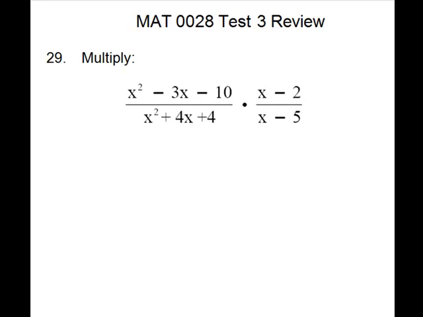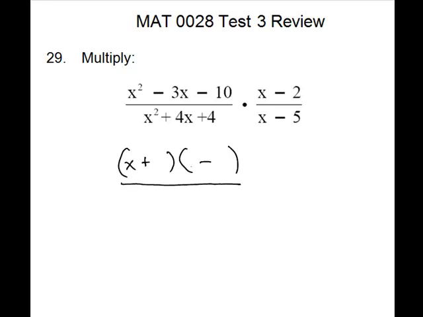Number 29 says multiply these rational expressions. It could also have said simplify, and we would know to do multiplication because of the times. Our first step is to factor everything. So on the first fraction, on our numerator, we have a trinomial, which will give us 2 sets of parentheses. We need to do different signs.